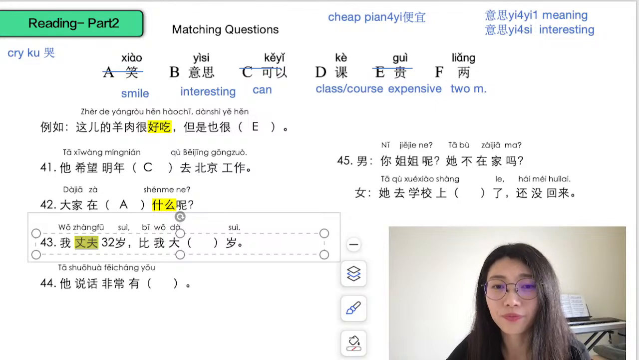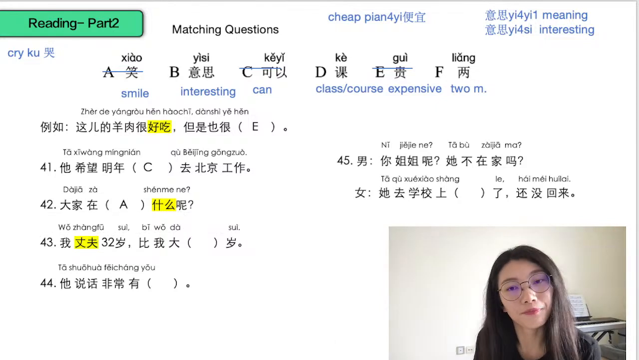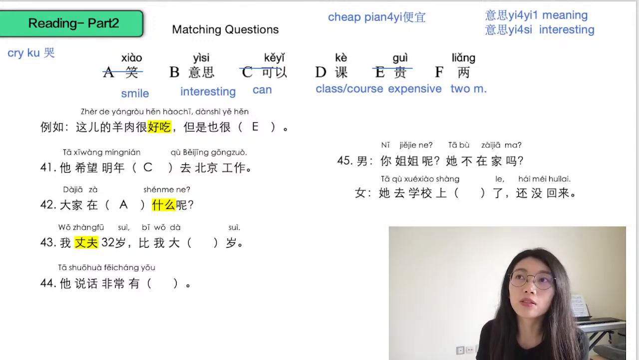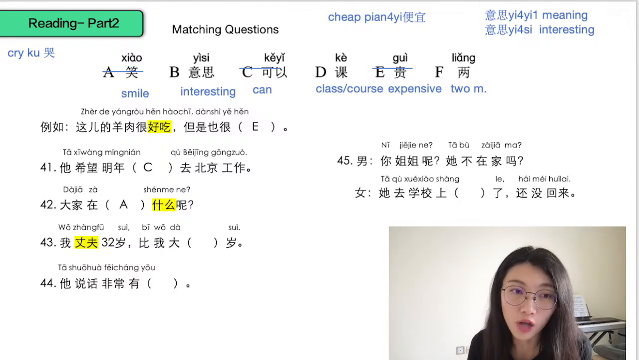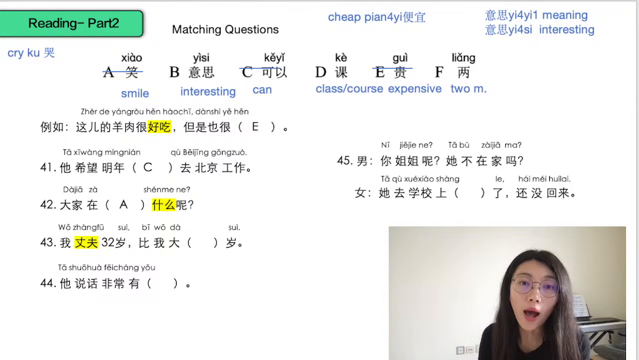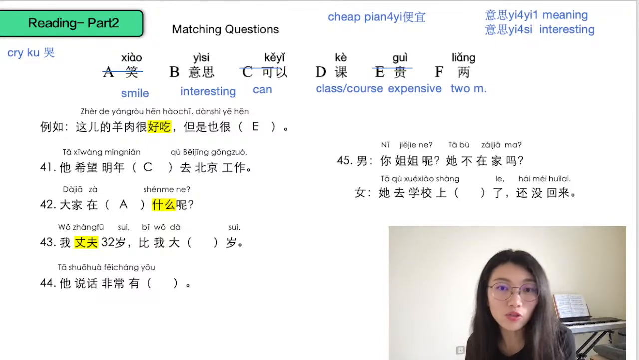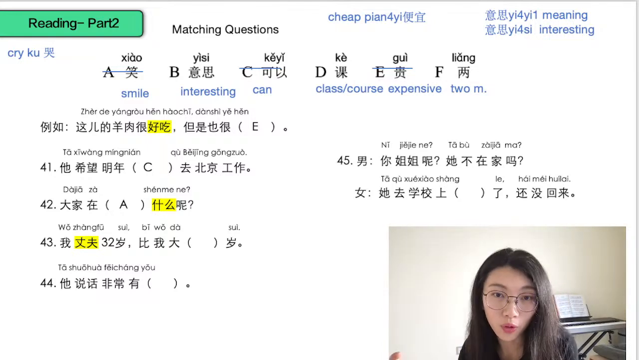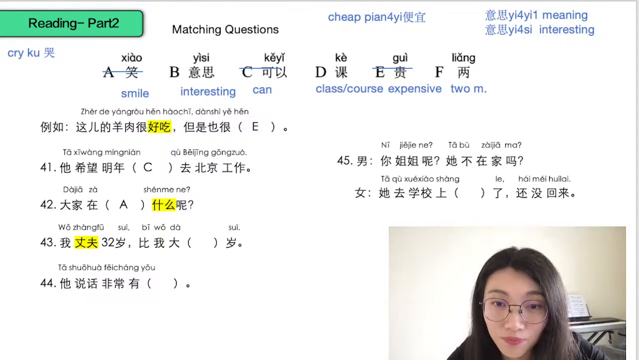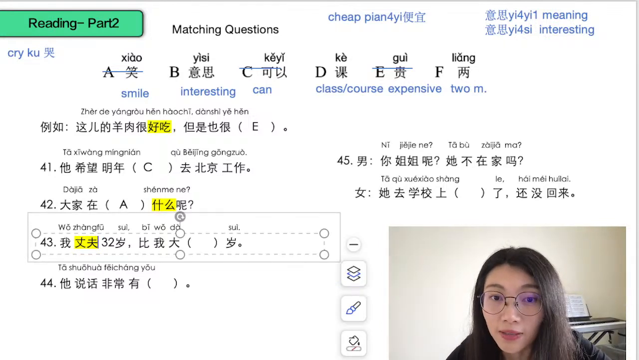43, 我丈夫. What's the meaning of 丈夫? 我丈夫, my husband. 丈夫 is written language. In Chinese, if you want to say husband in spoken language it is 老公, but in written language it is 丈夫. And wife in written Chinese is 妻子. The spoken word for wife is 老婆.